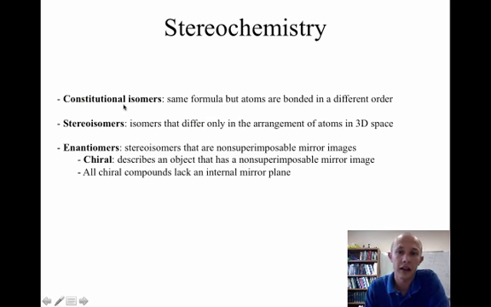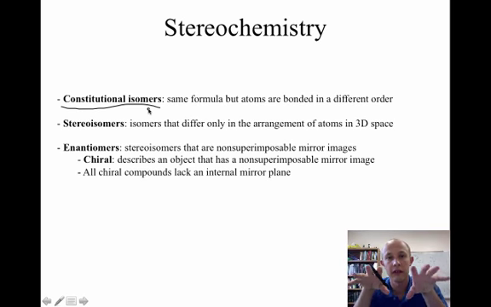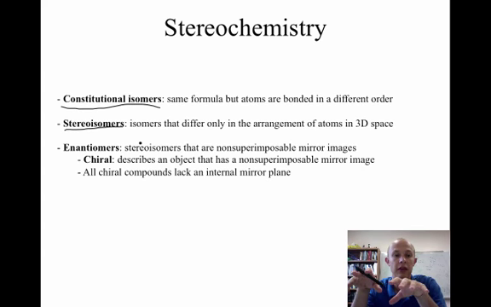Okay, so we defined a lot of things. Let's go over them quickly before we're done. We said constitutional isomers are going to be defined as 2 different compounds that have the same formula, but the order in which the atoms are bonded to one another is different. Those differ from stereoisomers, right, because the atoms are bonded in the same order. They just differ in the way that they're arranged in 3-dimensional space.